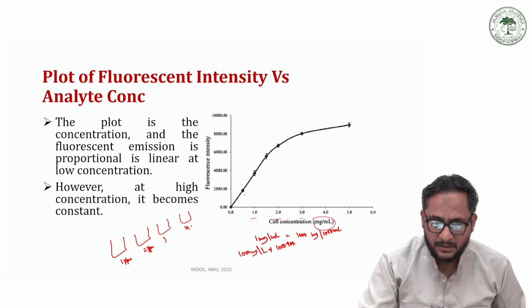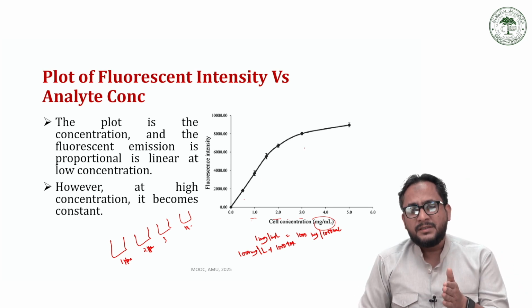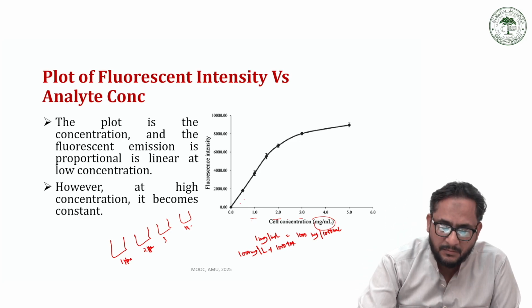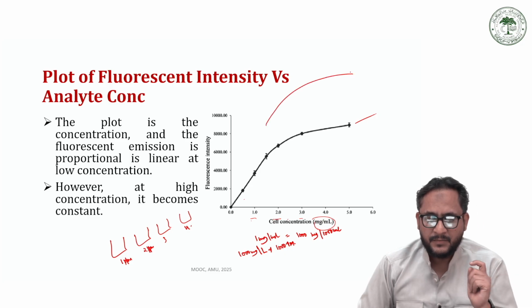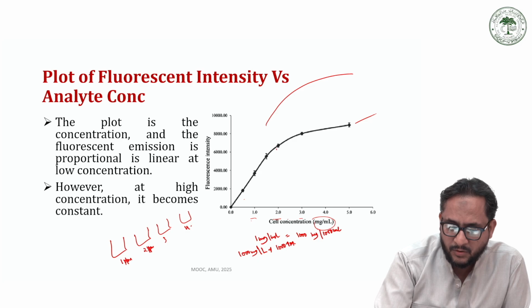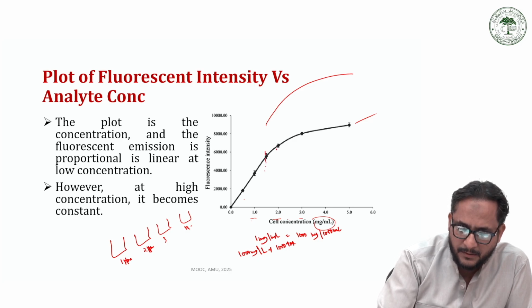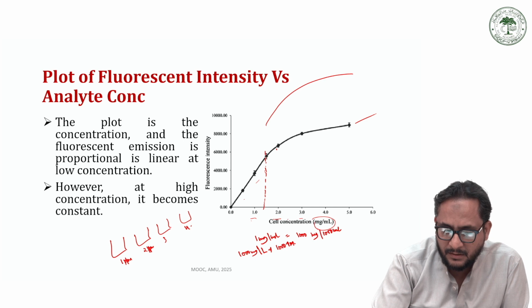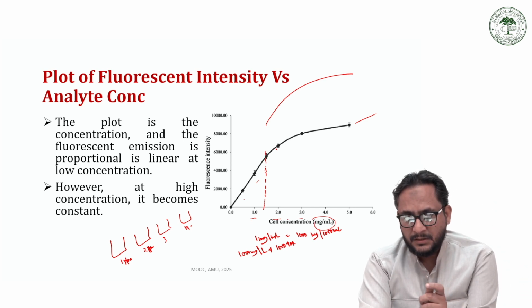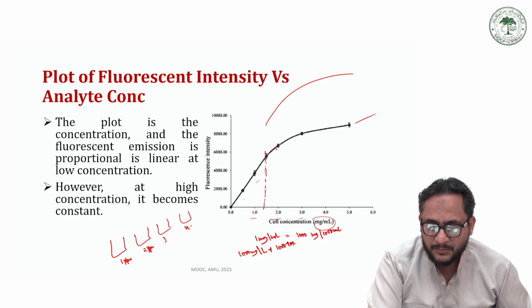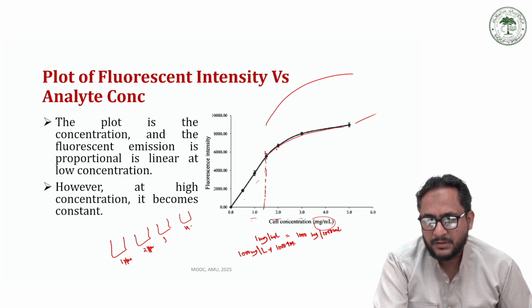So if we plot a graph between the fluorescence intensity and the concentration of the samples, it will come like this. In this graph, you can observe that till this point the line is straight, while from this particular point the graph is getting deviated from this straight line, and it is changing its position, and finally it becomes almost constant.